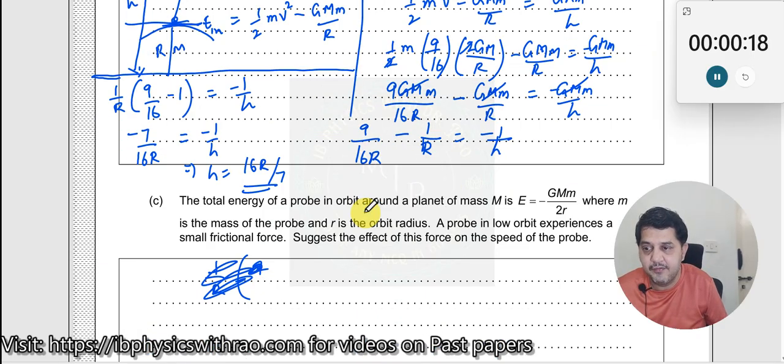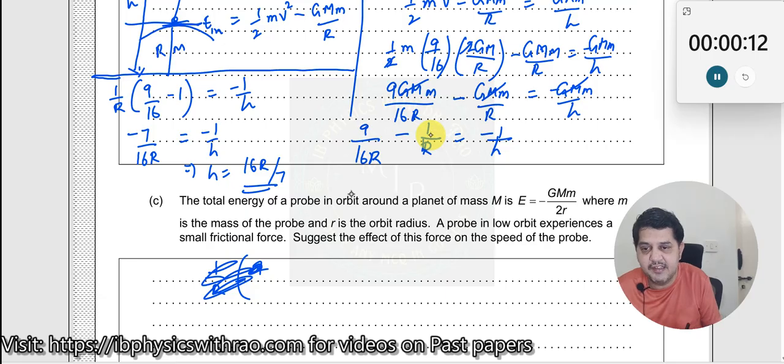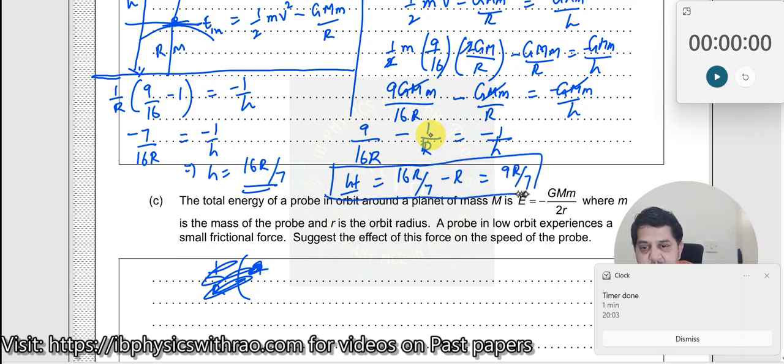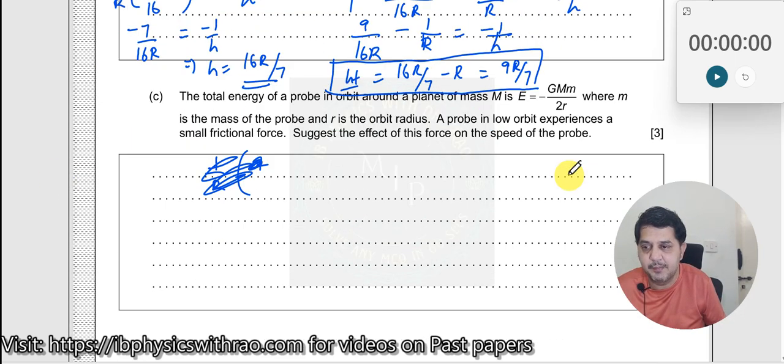Okay, so therefore what should I do? I should subtract this r from this height, right? So though I have got something here, this is not the final answer. Therefore the height which he is asking should now be equal to 16r by 7 minus r, which should be equal to 9r by 7. So if you look at the marking scheme, you get the same answer. The answer is 9r by 7. Okay, let us move on to the next problem.